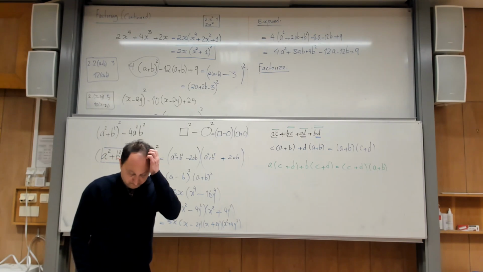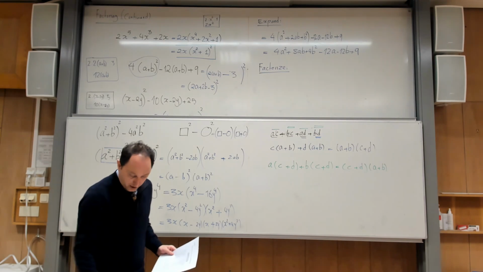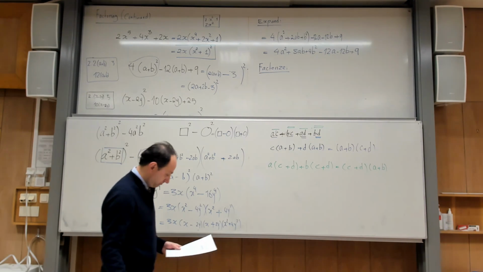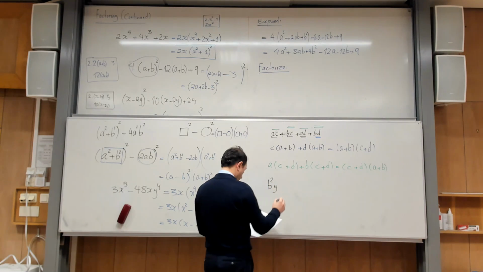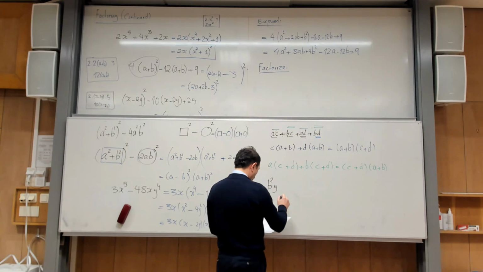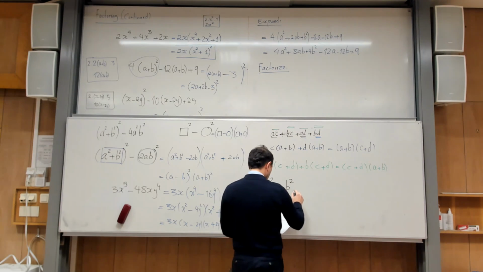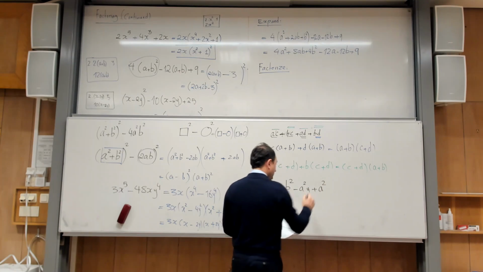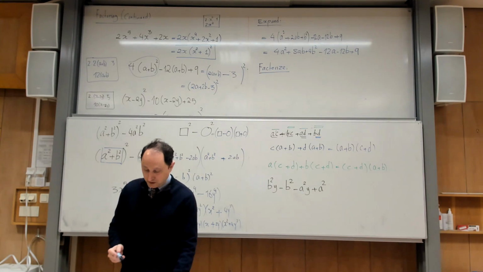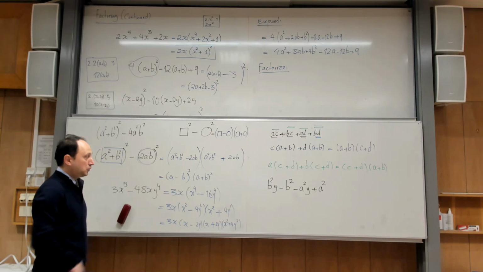Let me see. Okay, what do you think about this problem? I give you this and I ask you to factorize it. B squared y minus b squared minus a squared y plus a squared. Okay, can you help me to do this? This expression I want to factorize.